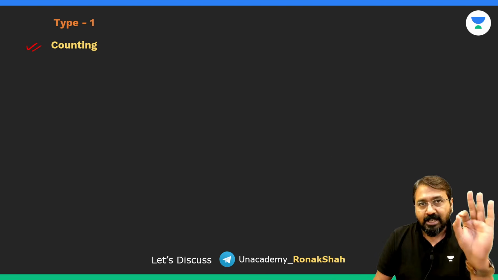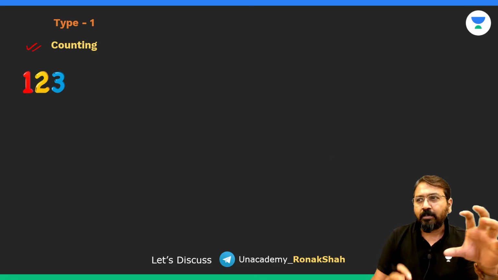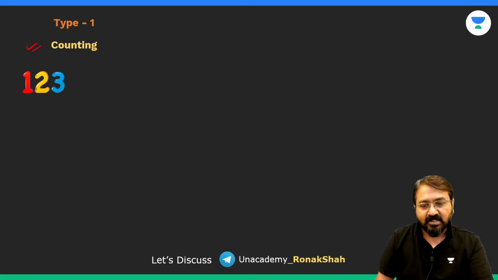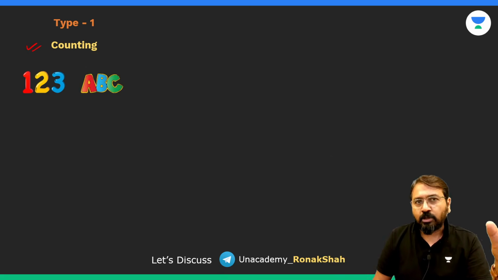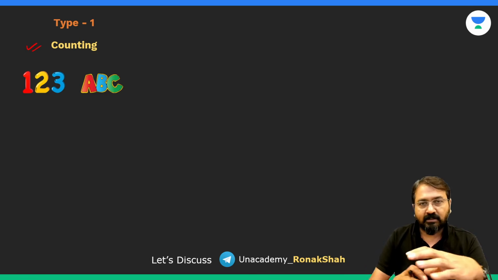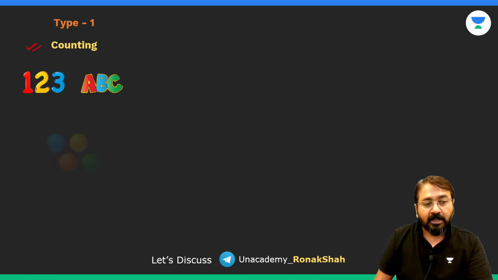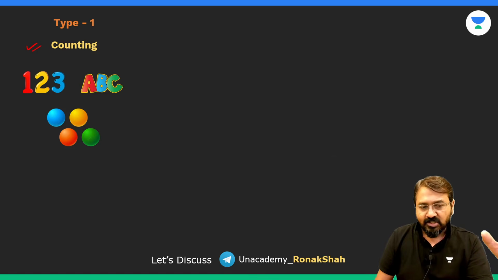So now as part of this variety, the question may be based on numbers. That means you may have to create some numbers using the digits where you are actually not using the permutation concept. Then it may be based on letters, that you need to arrange the letters based on given conditions, and they can be just solved by counting principle. Or it may be about just counting the number of objects, number of ways of dealing with the objects, right? So this is the first variety.